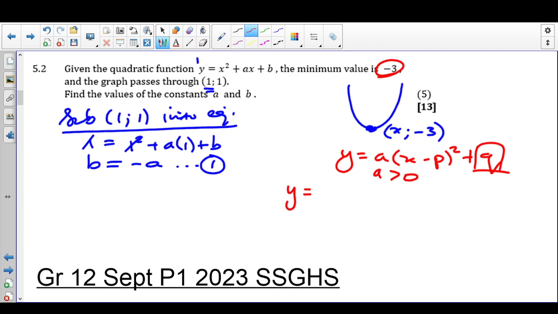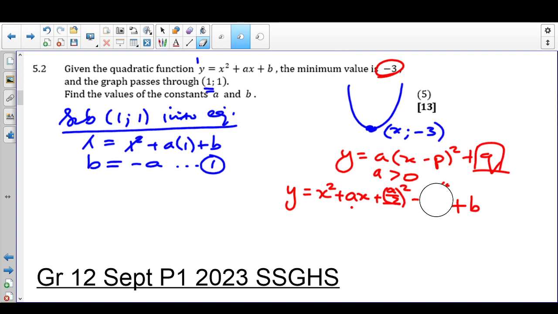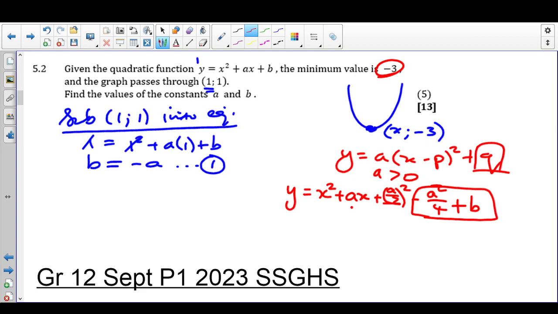So we got y is equal to x squared plus ax plus a number to complete the square with, minus that same number plus b. What is the number in this case? It's going to be b times a half, which is a times a half, which is a over 2, and it must be squared, which is a squared over 4. And this here is of course equal to negative 3.